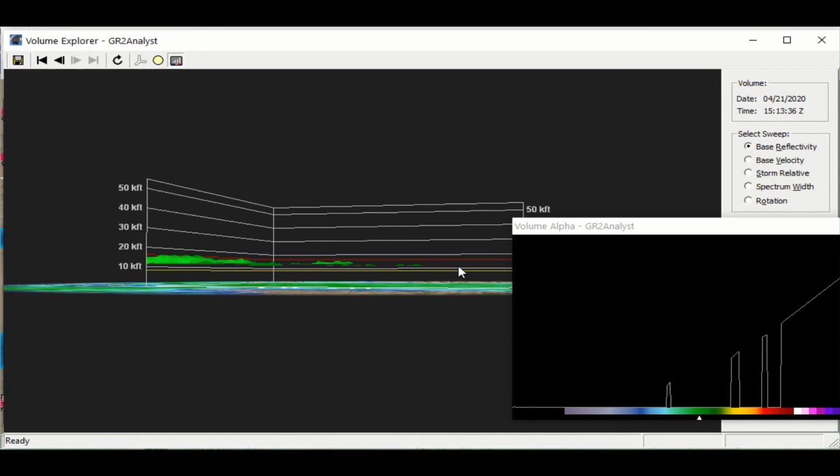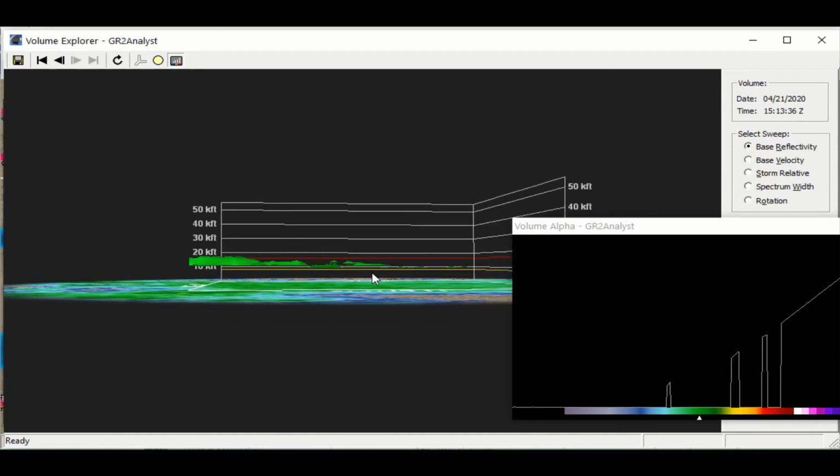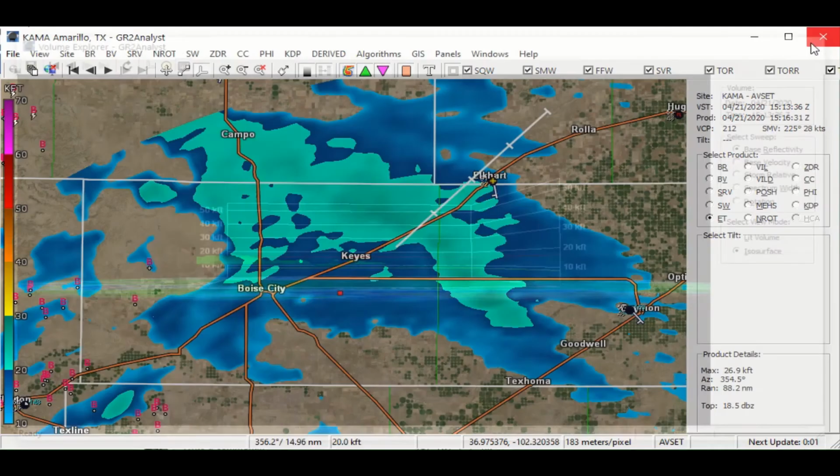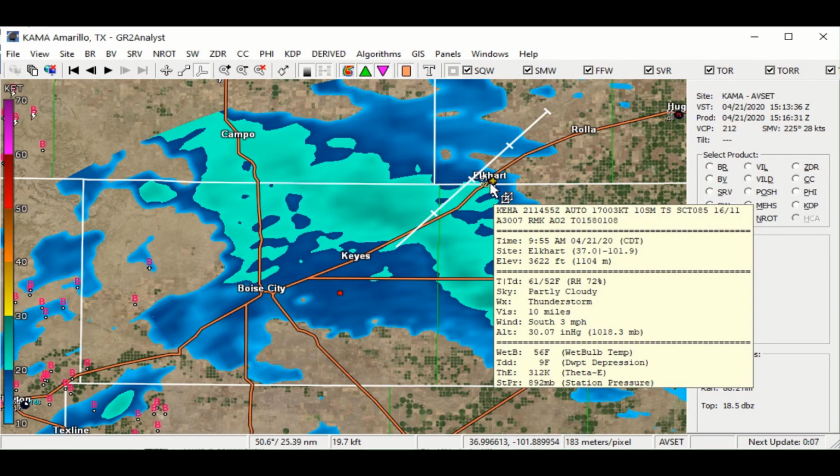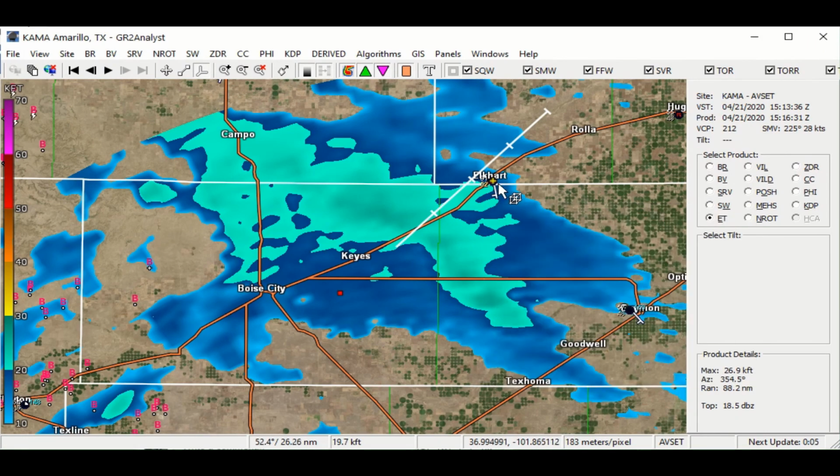So not quite getting it. I mean, we've got convective core in there. It's just too weak. So good heavy rain showers for Elkhart, but no thunder. They are reporting thunder. Dry thunderstorm.